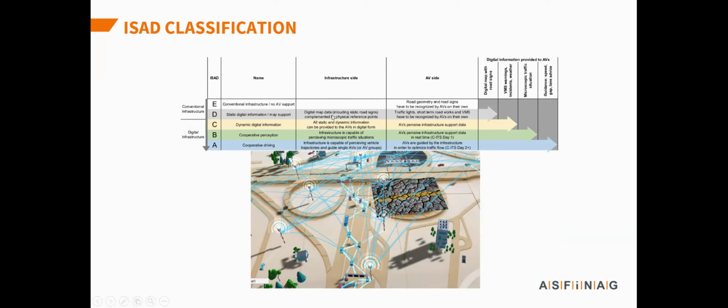And on the other hand, it gets more. You have a digital map at least, which is very essential for automated driving. Then you have at least some D, and it gets better up to A, for example, when you really get some dynamic information and some cooperative perception. The more support you get, the more connected the vehicles and infrastructure are, the better this infrastructure support is.